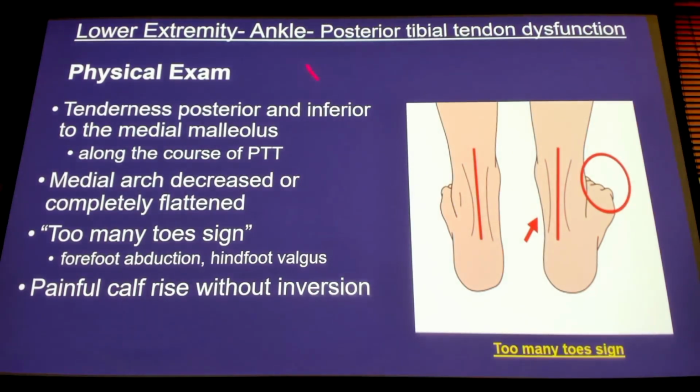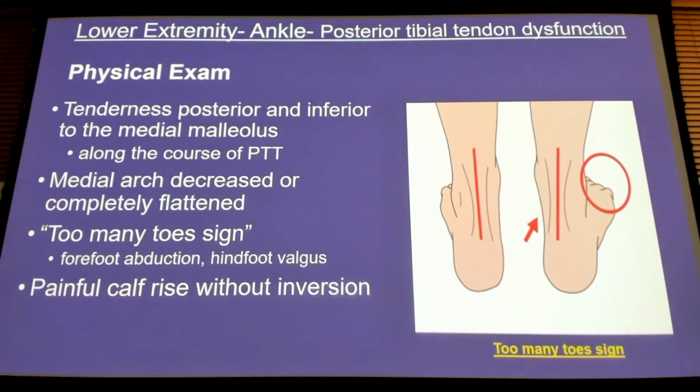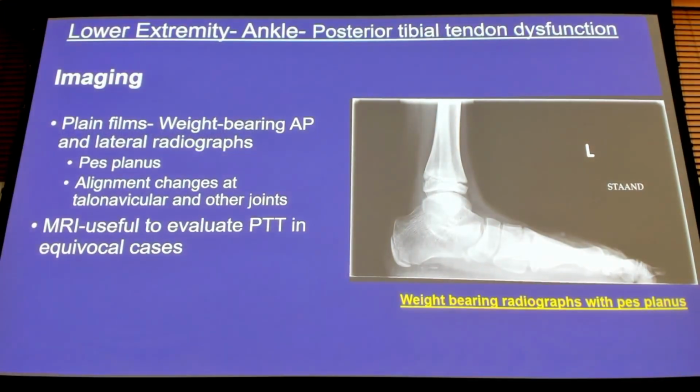Okay, so this slide talks about the "too many toes" sign that we just discussed. Look at that red line, which shows how the Achilles tendon would normally align midline with the middle portion of the calcaneus. In the case of the collapsed foot, it's a little off, as the foot goes into abduction. So this is a case where plain films are absolutely necessary.